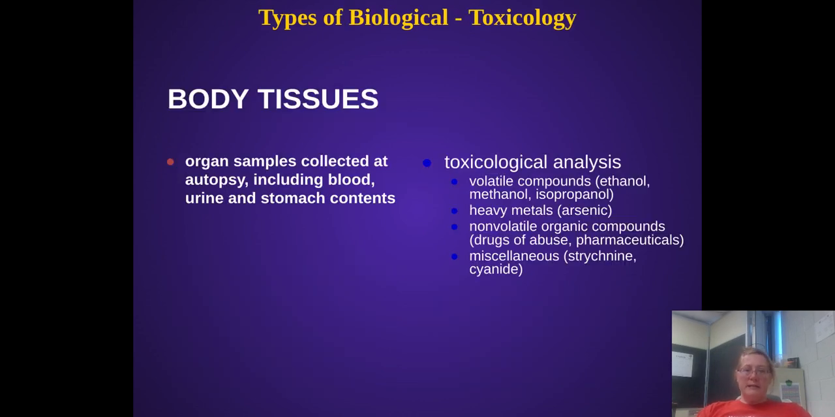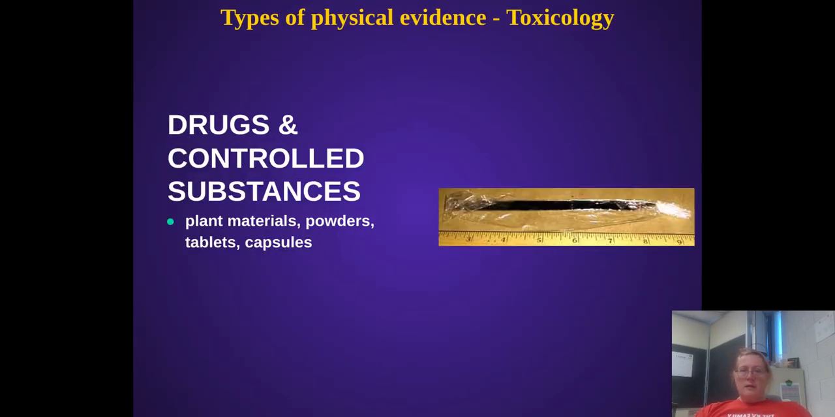Body tissues, not only can you do DNA analysis on it, but you can also do toxicology analysis, which will tell you if they've got alcohol in their system, if there's heavy metals like arsenic in their system. You can test for the specific drugs, whether it be marijuana, heroin, whatever. And that can tell you a lot. Were they dosed, did someone give them a roofie? All those things can be done by a lot of the different tissues.